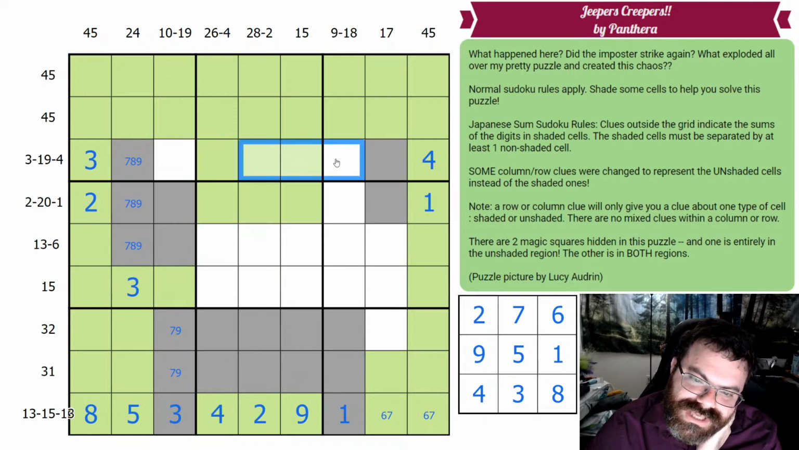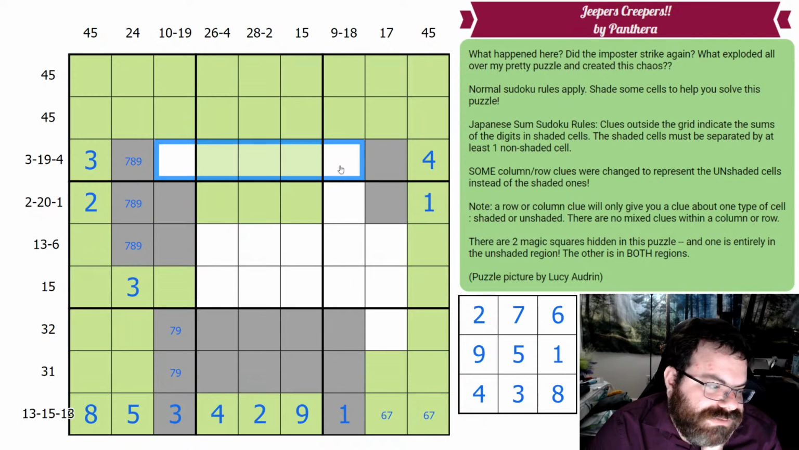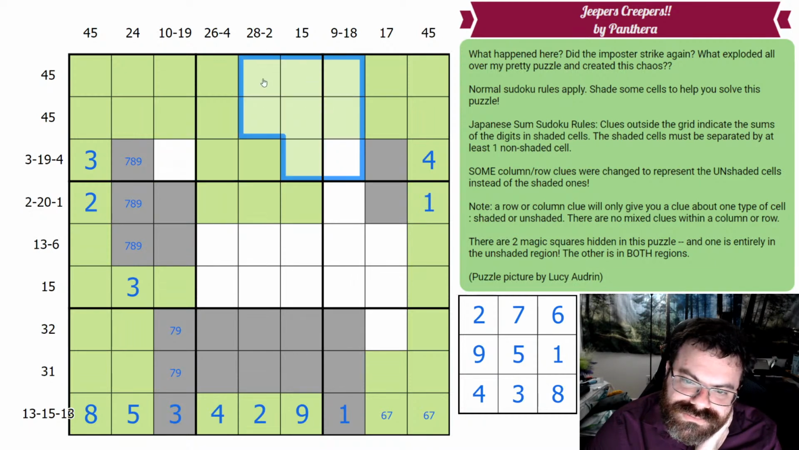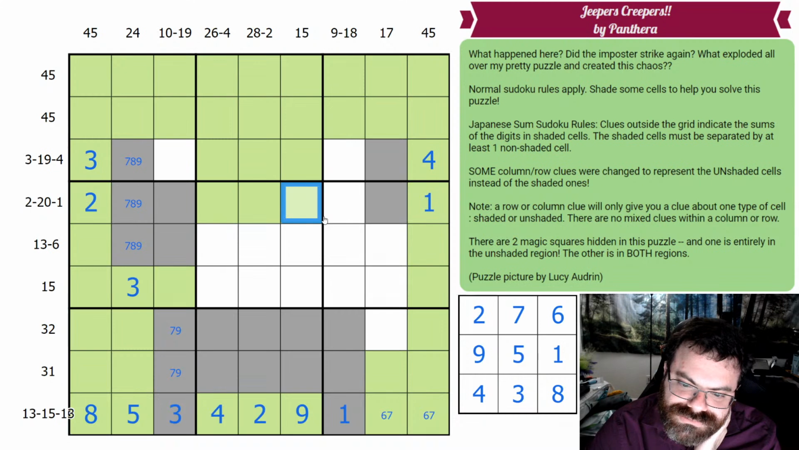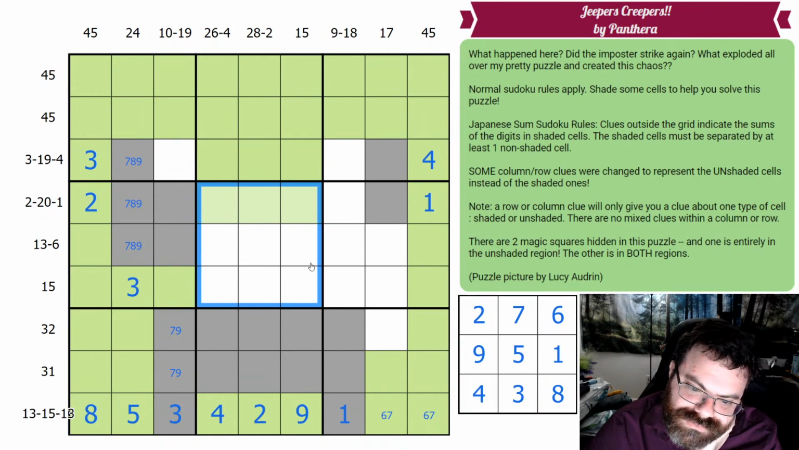We also can't use this row at all as part of a magic square if the magic square is fully in green. So that also rules out this, and this. So we need a magic square fully in either green or gray. We can't use this row, can't use this row, can't use this row. If we used this row, we'd be here. Now, is that a problem?